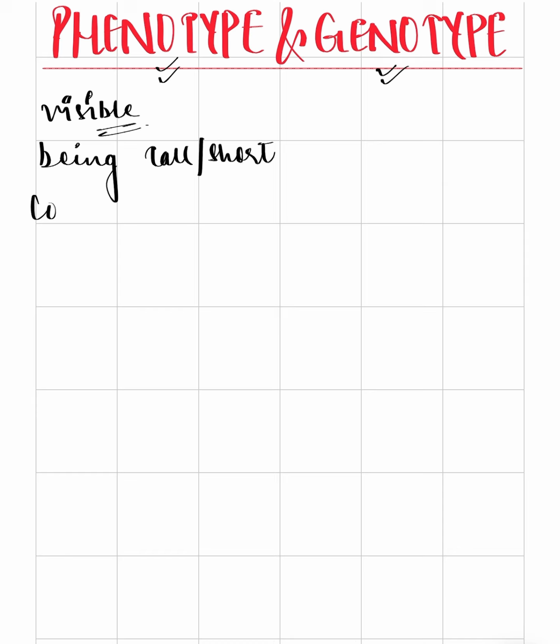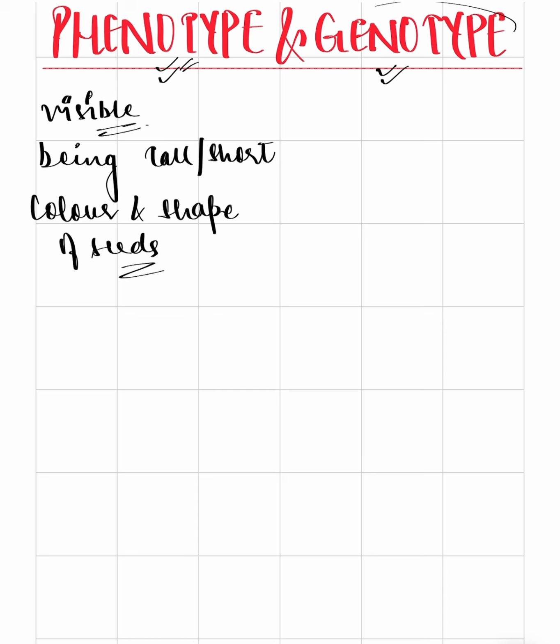Everyone. In this video we'll be talking about phenotype and genotype. So let's start with this. Phenotype is the character or trait that is visible in an organism, that we can see in an organism. For example, being tall or short, the color and shape of the seeds. These are the examples of phenotype.